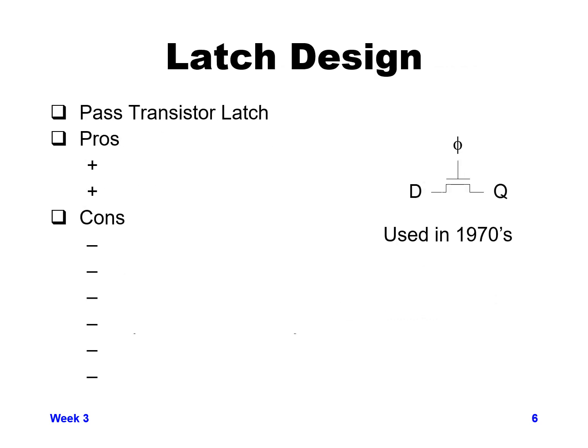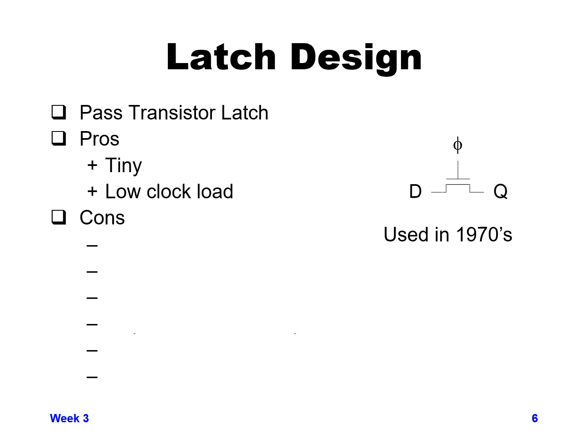The most basic type of latch design is to use a single pass transistor as a latch. And this was used way back 40 years ago or so in the 1970s. The pros of this is it's tiny. You're just using a single transistor in order to produce a latch. And it also has pretty low clock load because the clock only needs to go to the gate of a single transistor.